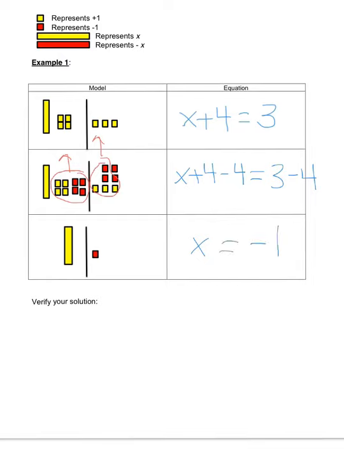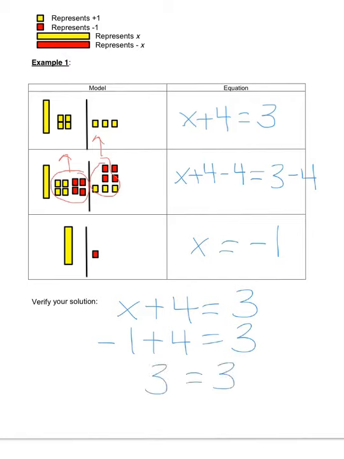And we always want to check or verify our solution to make sure that it is correct. So start by copying down your equation, and then replace your variable of x with your solution of -1. So -1 plus 4 equals 3. And then 3 on the left side and 3 on the right side. And when the left and right side are equal, that means we have the correct solution to our equation.